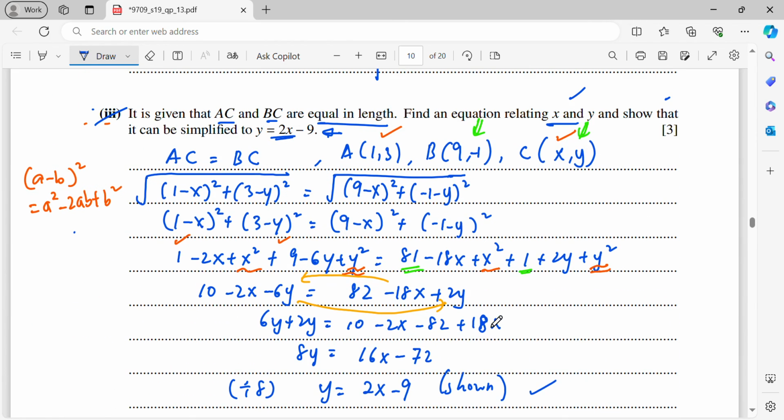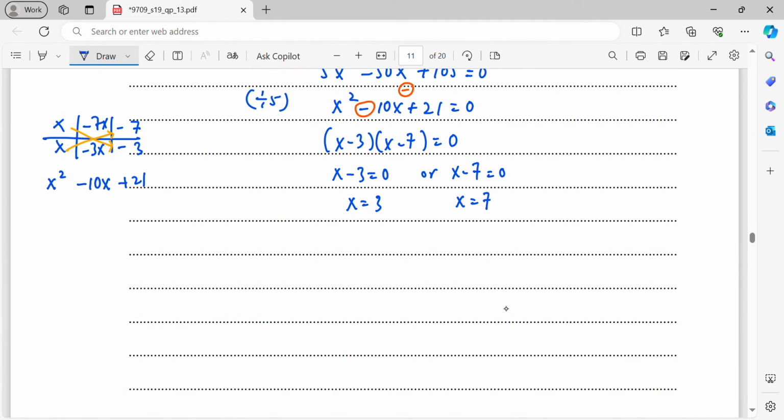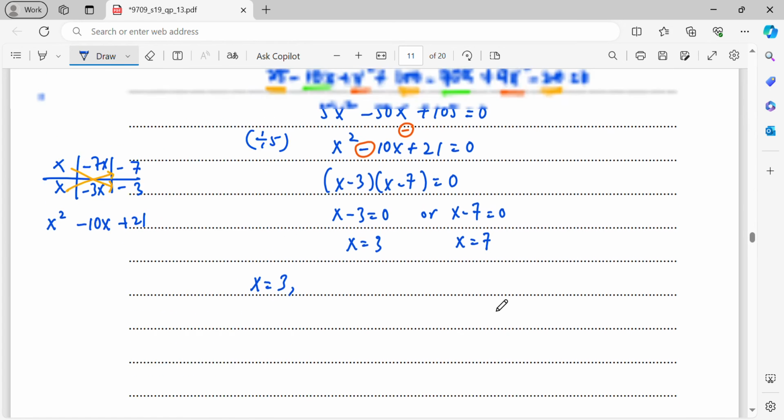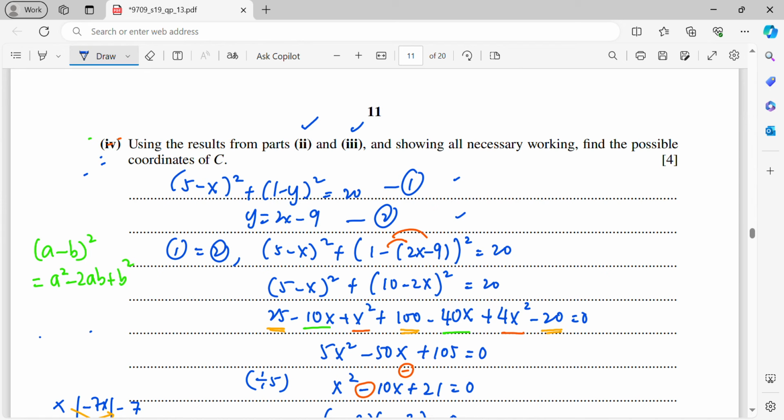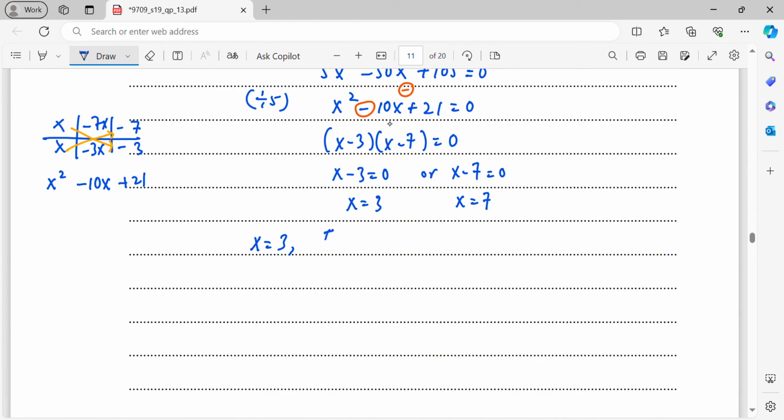Let's look at the previous part. Alright, so that means now I need to find out my y values. So when x equals 3, what is my y? My y can be found using first or second equation. So I will refer to the second equation. From the second equation, my y equals 2x minus 9. So when x equals 3, my y is 2 times 3 minus 9. That is 6 minus 9, which is minus 3.